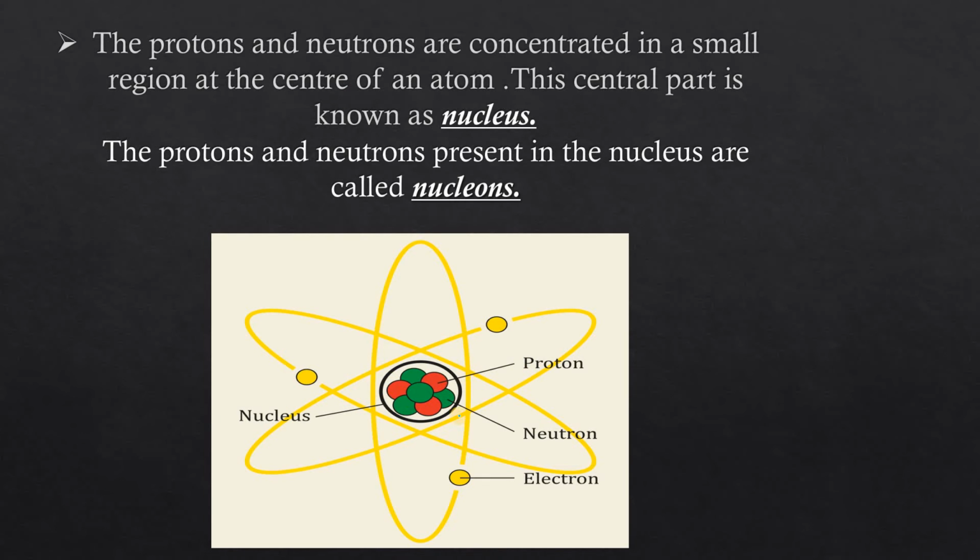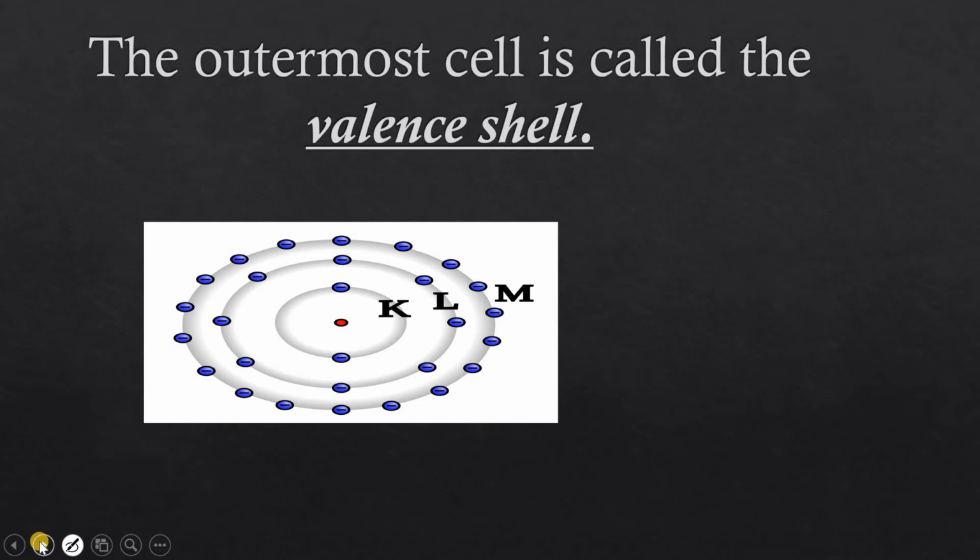Here, this is the central part, the nucleus, and you can see certain fixed yellow paths here. These are known as the shells. This one is the shell or orbit. Electrons, the negatively charged particles, revolve around these shells, and they do not enter inside the nucleus where protons and neutrons are present.